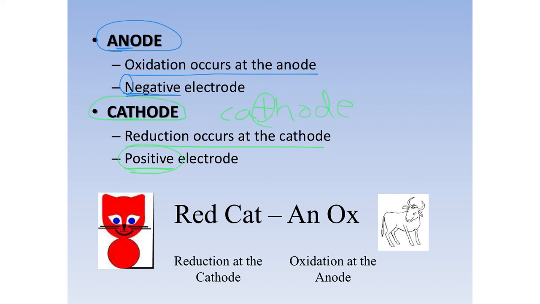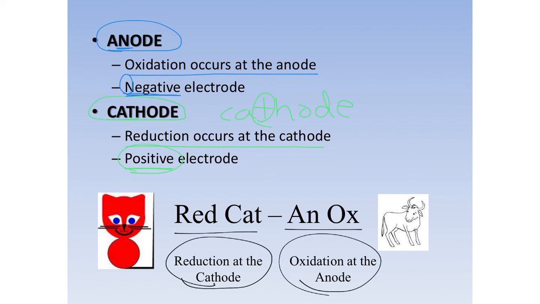Then we got one of these little sayings here. We got red cat and an ox. So red cat is reduction occurs at the cathode. An ox, oxidation occurs at the anode. Another way you could remember it is you're partnering up your vowels and partnering up your consonants.